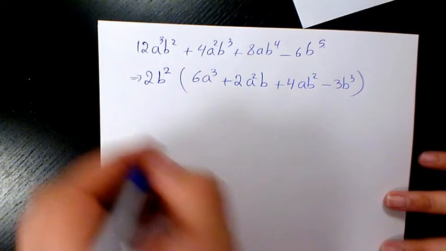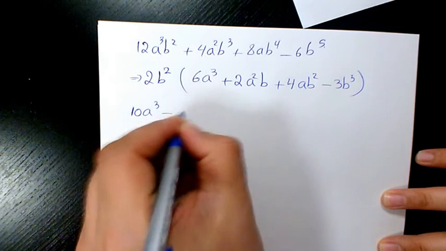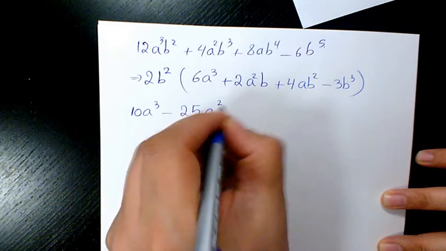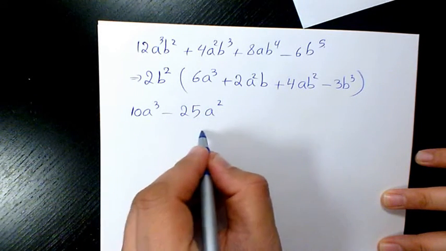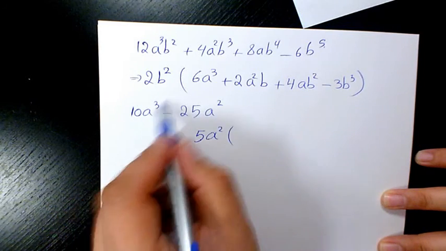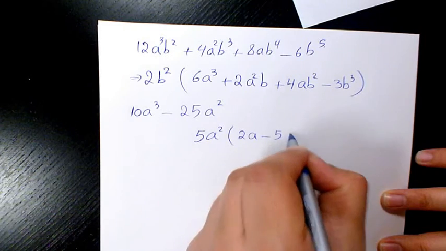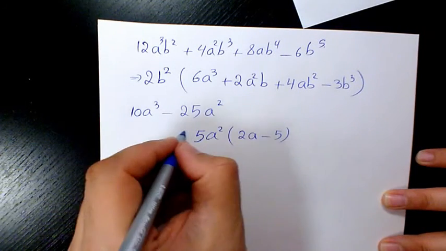Next example is 10a cubed minus 25a squared. I can factor 5 in here, the GCF, and a squared. 10a cubed divided by 5a squared is going to be 2a minus 5. That's going to be the answer.